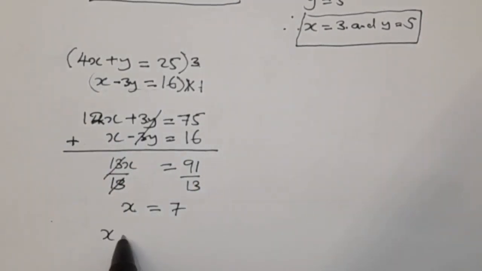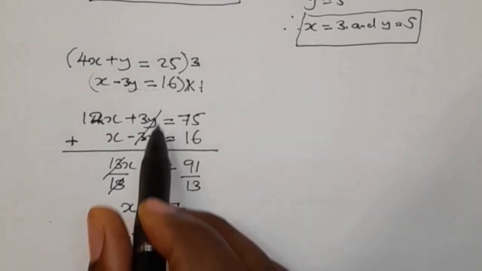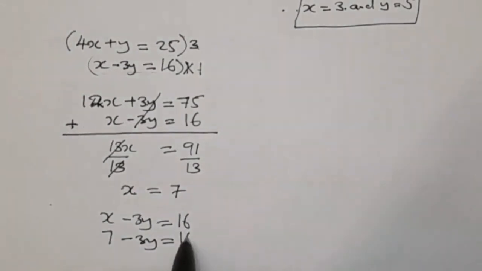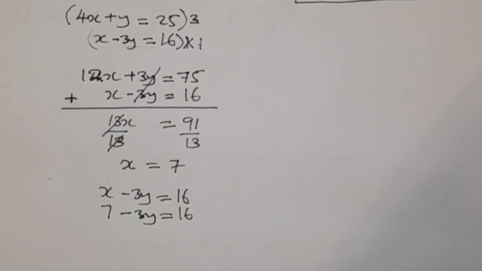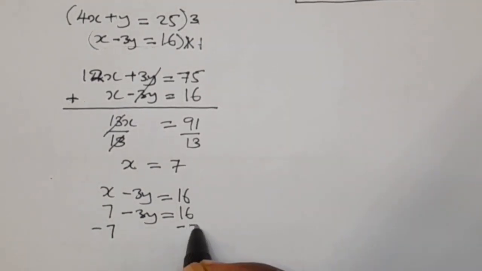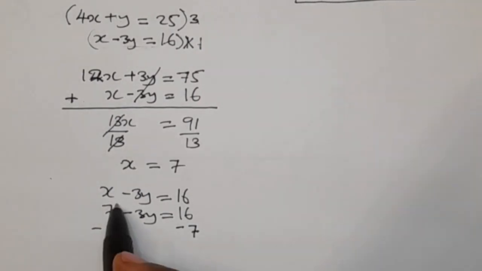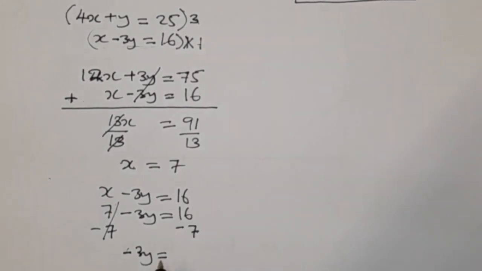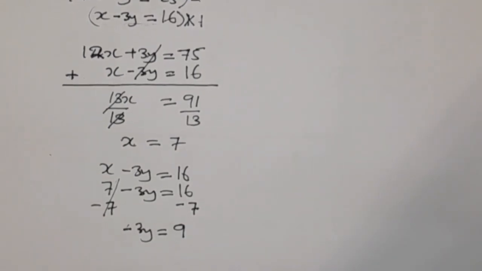So we have x minus 3y. I'm just picking the original equation, this one. So we found that x is 7. So we have 7 minus 3y is equal to 16. Okay. Then subtract 7 from both sides. This becomes a 0. You have negative 3y is equal to 16 minus 7 is 9, positive 9. So at this point, we're going to divide by negative 3 in order for you to get the value of y.